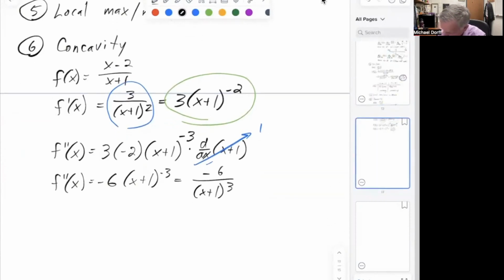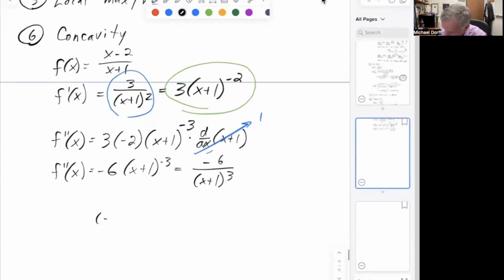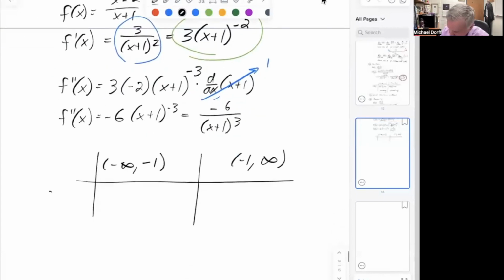So now I'm going to make my table, and I'm going to have my intervals from negative infinity to negative 1 again, and negative 1 to infinity. The second derivative never equals 0 because I have a negative 6 in the numerator, so I don't have any critical points for the second derivative there. But at negative 1, the denominator is not defined, so I'll use that to make my intervals. And we're going to now evaluate a point in those intervals and plug it into the second derivative.